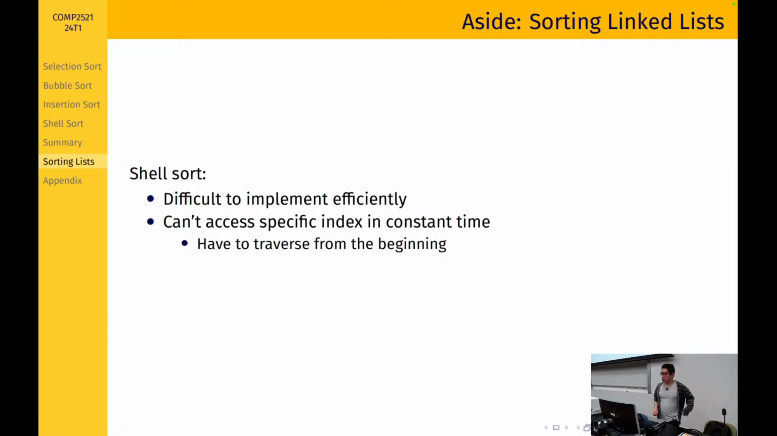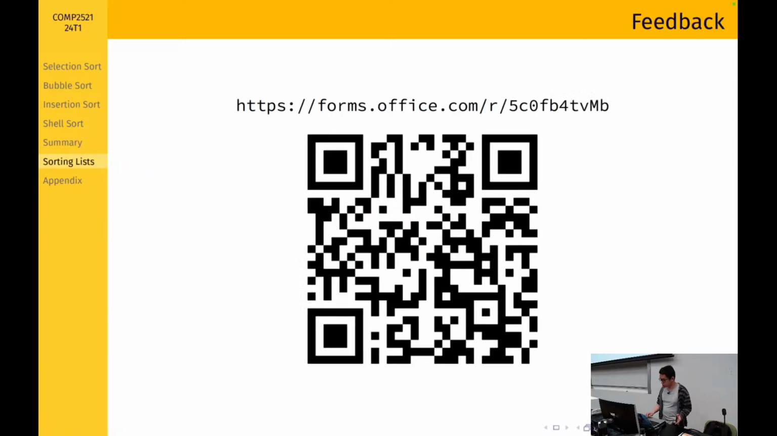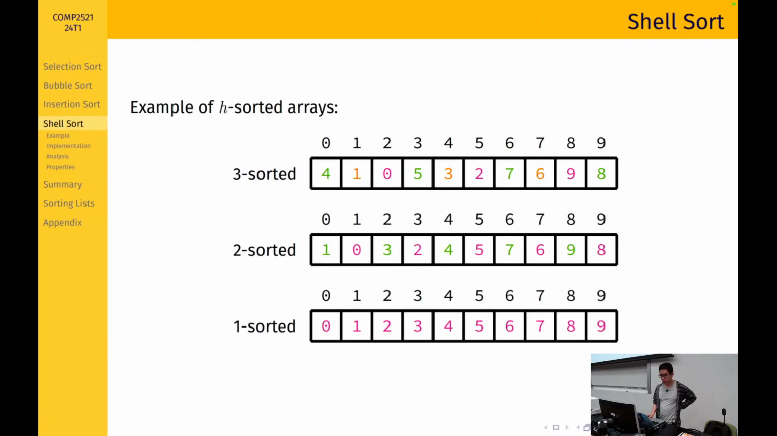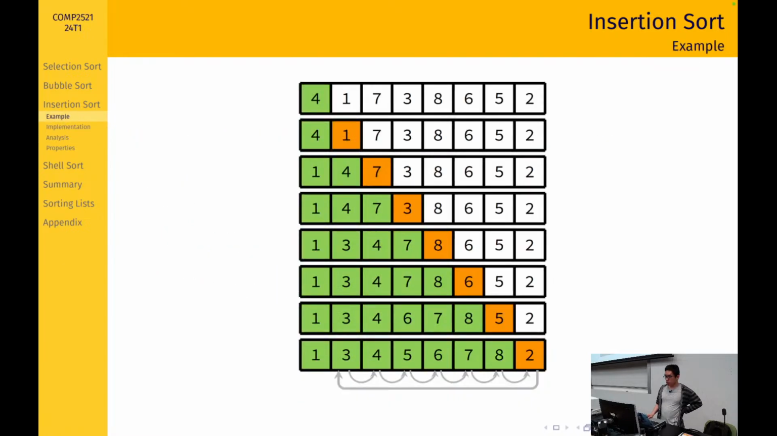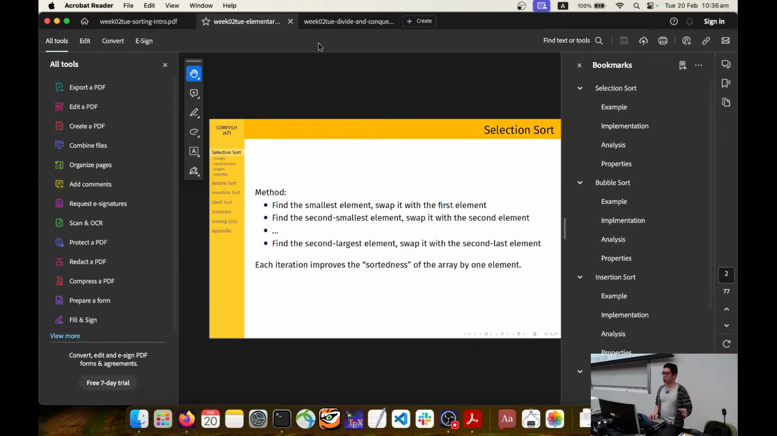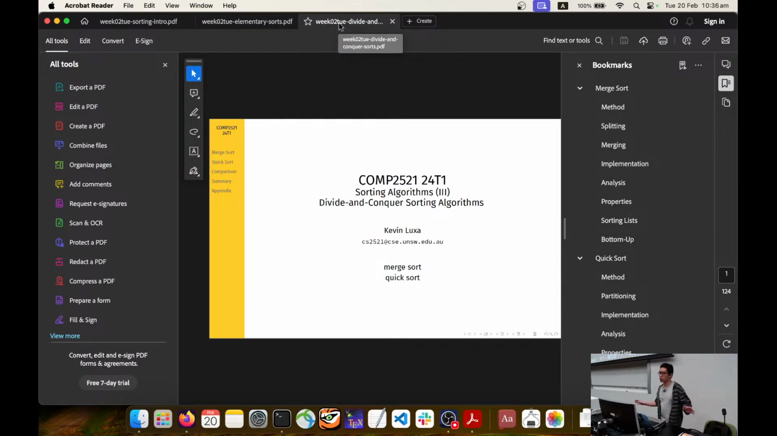Okay, and that is the elementary sorts. There's of course the appendix where I go through the average case of bubble sort, but that is it. So now we'll start looking through the next part of sorting algorithms, which is divide and conquer sorting algorithms. And we won't be able to finish this today, but we'll continue on Thursday.